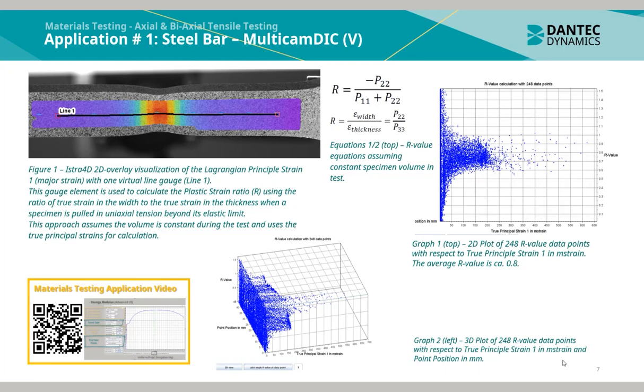In graph 1 to the top, we can see the 2D plot of 248 R-value data points with respect to the true principal strain 1. The average R-value is approximately 0.8.